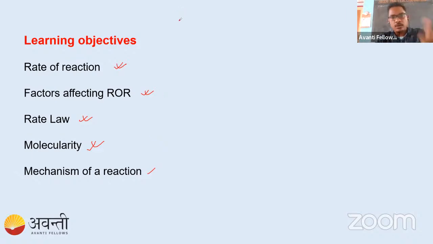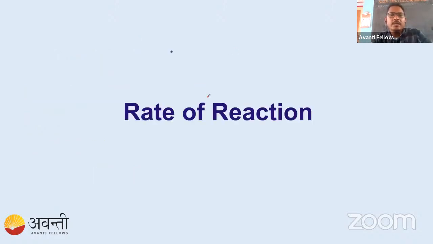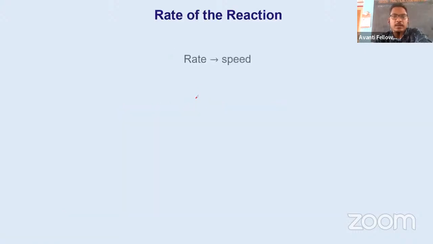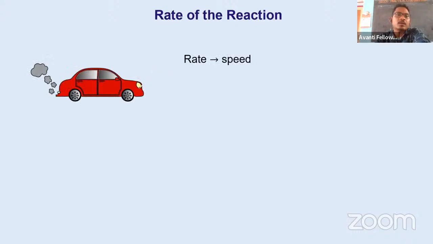Okay? So let's proceed one by one. First, rate of the reaction. What is the rate of the reaction? As the name suggests, we try to measure the speed of any reaction. Rate means speed.